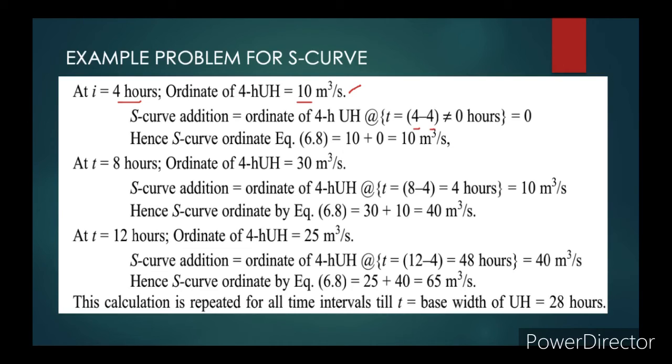So the S-curve addition at 4 hours is equal to 0. From there, you get the S-curve ordinate using equation 6.8. You just add the given 10 meter cube per second plus 0 to get the S-curve addition. So to get the S-curve ordinate, you simply add column 3 and column 2.